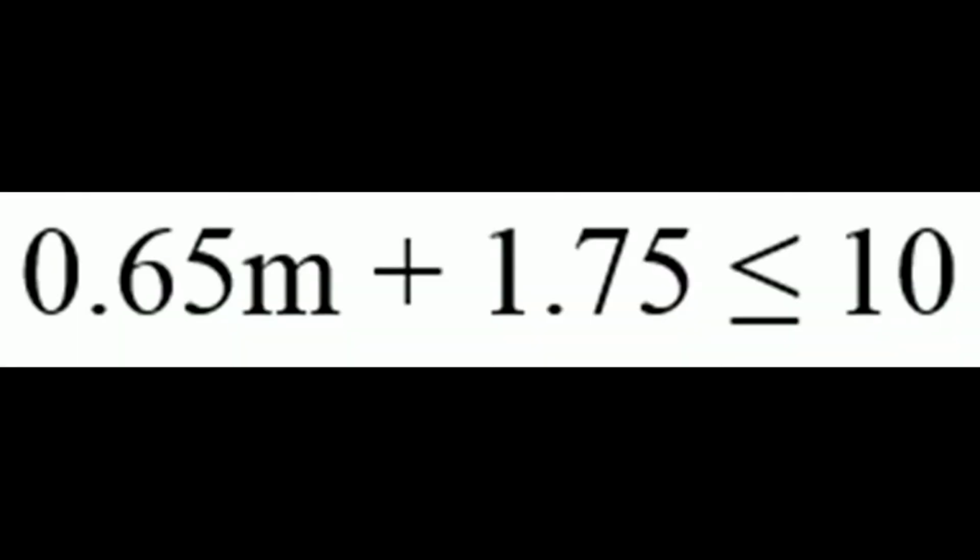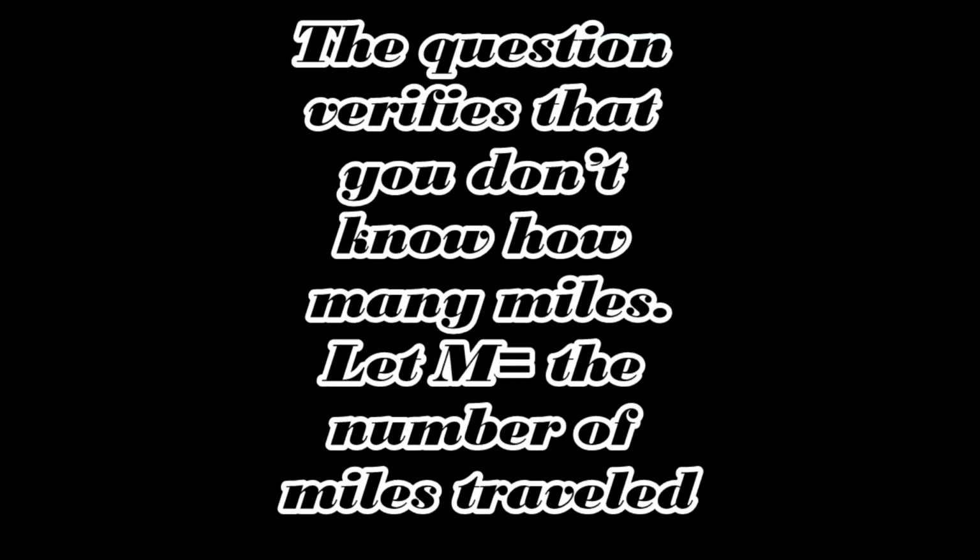So step 1, we have to highlight the important information. We have $1.75 flat rate. In addition, $0.65 per mile and no more than $10. Step 2. Identify the unknown variable. We don't know how many miles the taxi traveled, so we let M be the representation for the miles traveled.